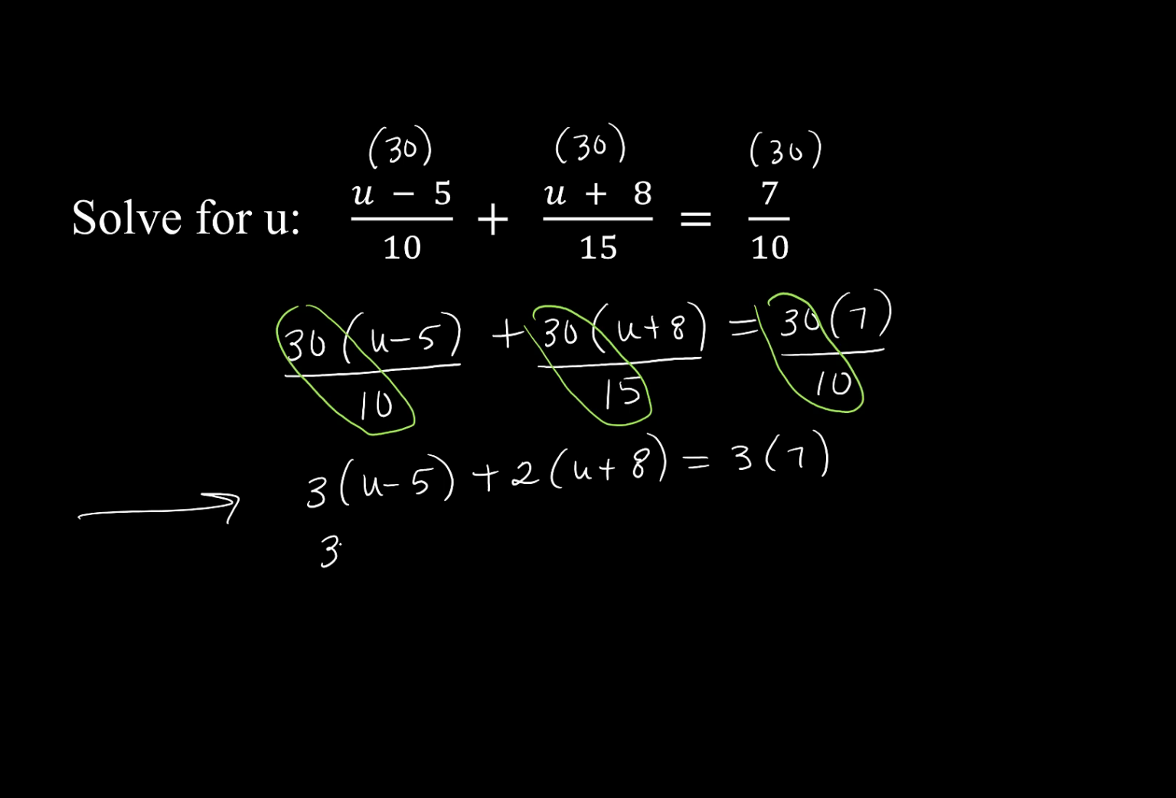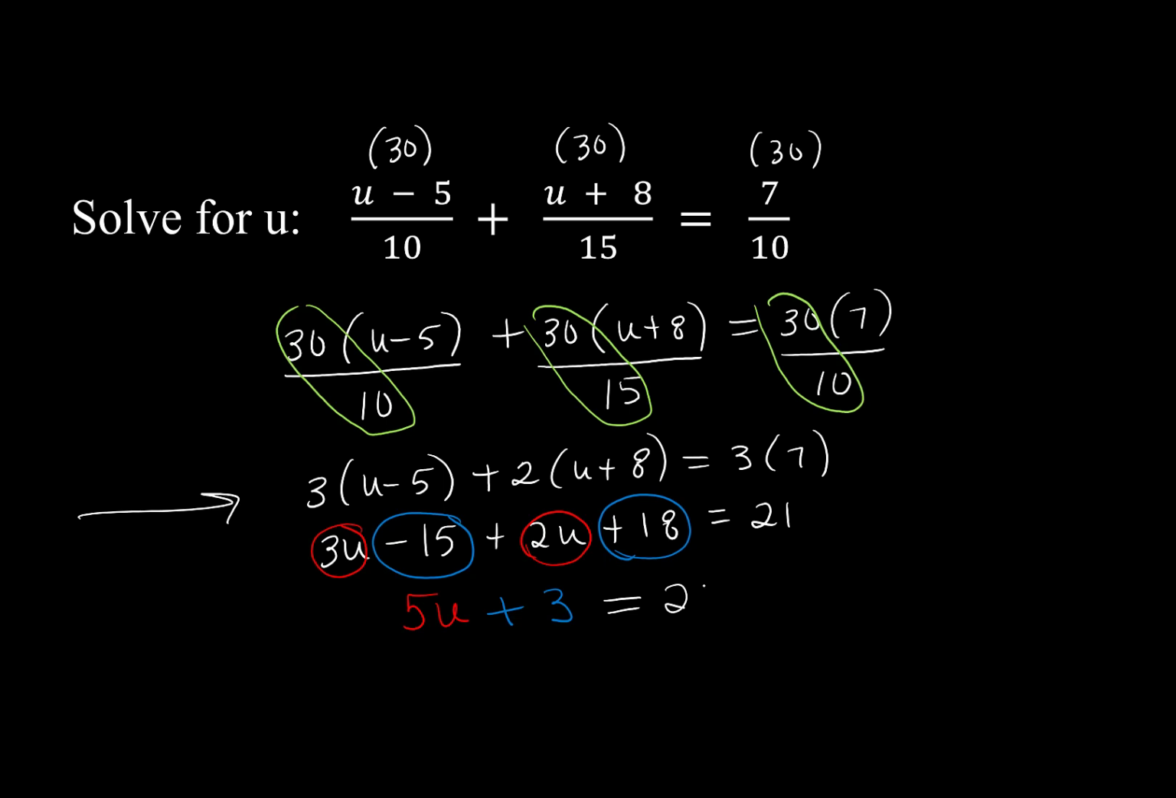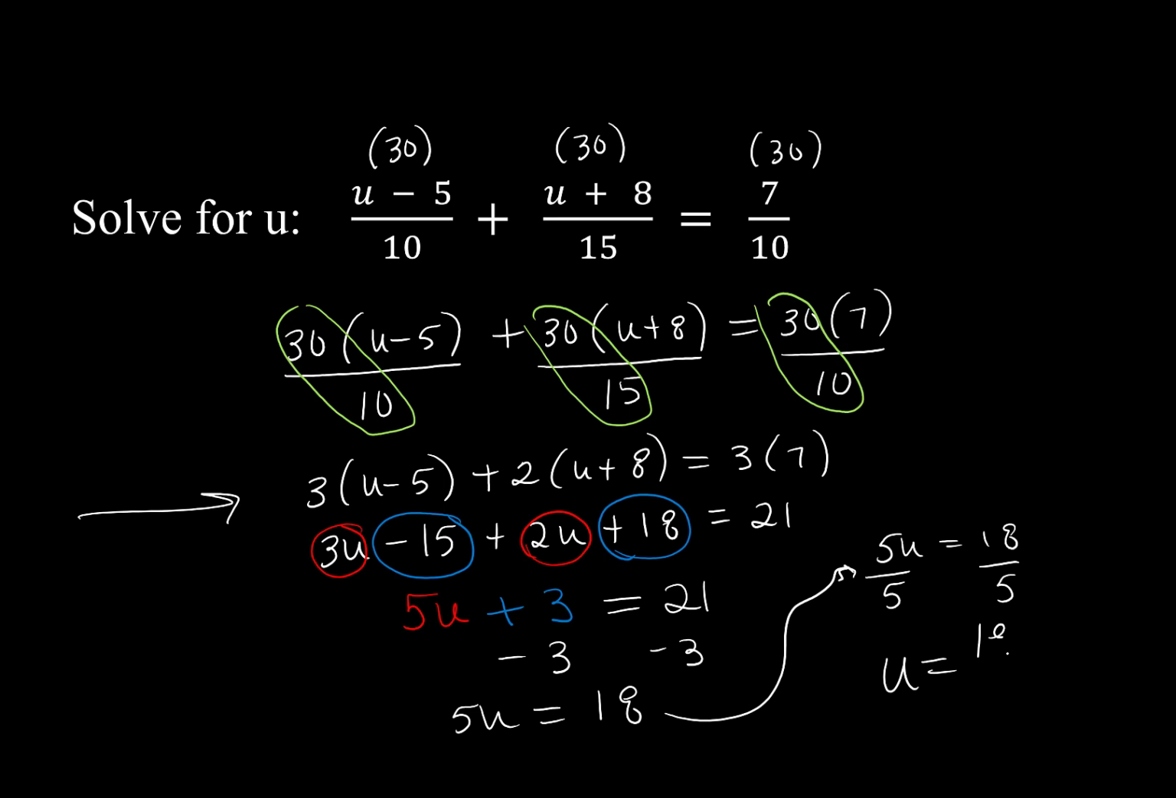All right, so let's go ahead and finish this one up. This is 3u minus 15 plus 2u plus 18 equals 21. Okay, now we need to combine like terms. 3u and 2u makes a 5u. Negative 15 and positive 18 is a positive 3, and then equals 21. We'll continue solving by subtracting 3. Now divide, let's move it up here. Divide both sides by 5.